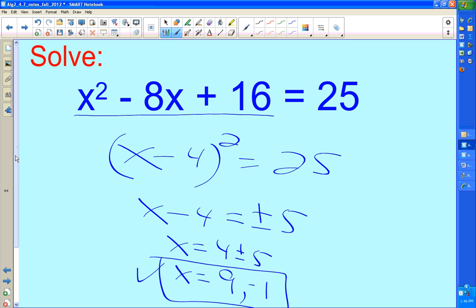Now, are there other ways to solve this? Sure. Subtract 25 and factor. Works great too. Works perfect.